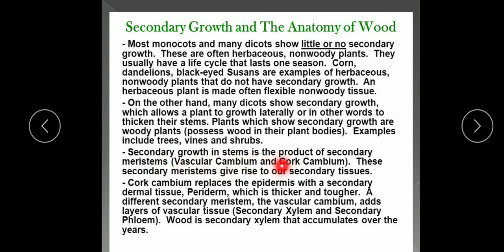Secondary growth in stems is the product of secondary meristem. Which meristem? Meristem means the growth tissue: the vascular cambium and the cork cambium. These secondary meristems give rise to the secondary tissues. The cork cambium replaces the epidermis with a secondary dermal tissue known as the periderm. This means the cork cambium forms periderm, which is a thicker and tougher tissue, and a different secondary meristem, the vascular cambium, adds layers of vascular tissues and forms secondary xylem and secondary phloem. And wood is the secondary xylem that accumulates over the years.